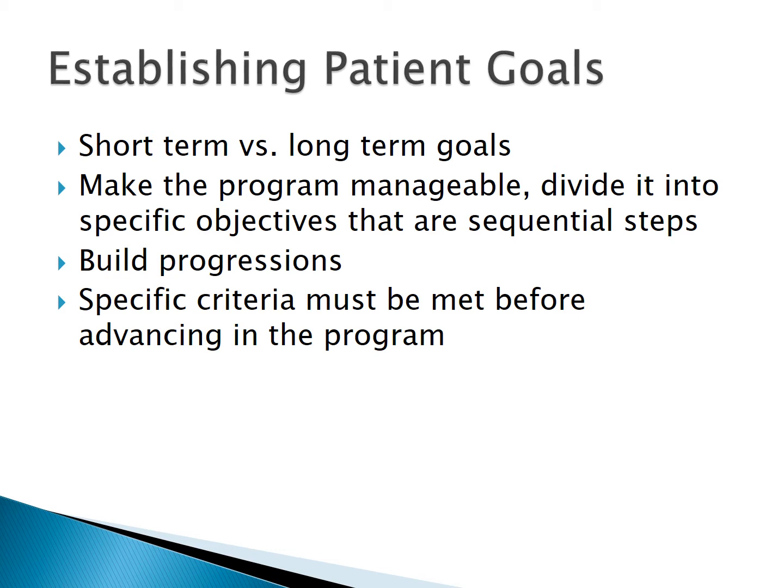To make the program manageable, it is necessary to divide it into specific objectives and sequential steps. When each objective is met, the athlete can progress further in the rehabilitation program. This allows the athletic trainer to build progression in such a way as to guide the patient toward recovery. It is essential that specific criteria be met before advancing in the program. For example, eliminating swelling in the ankle and increasing range of motion before beginning weight-bearing strength exercises.